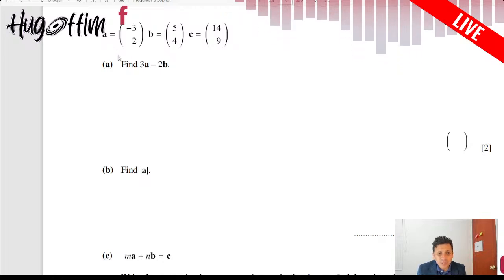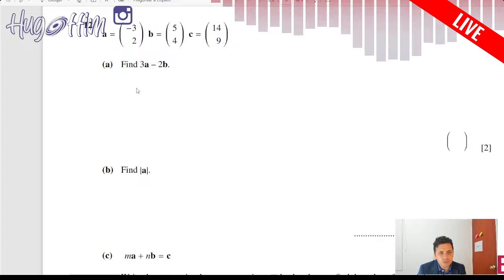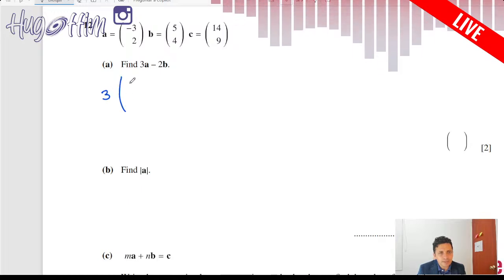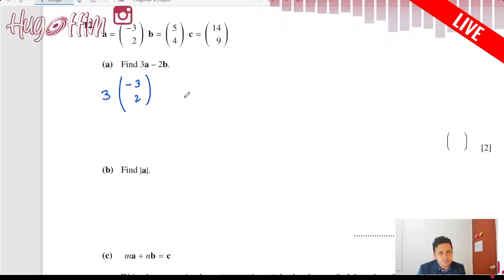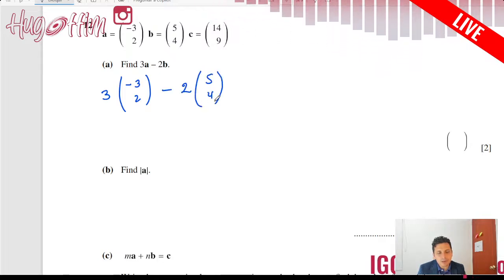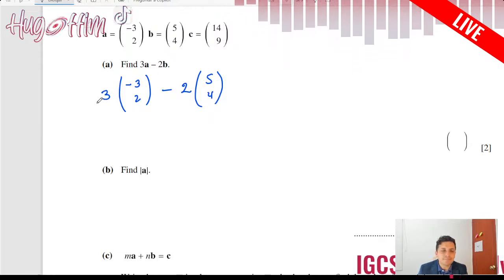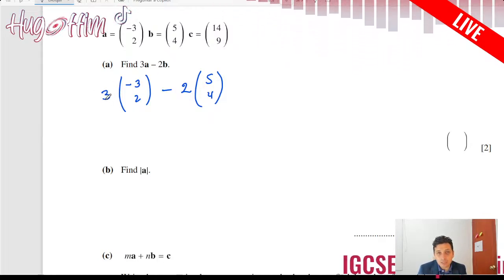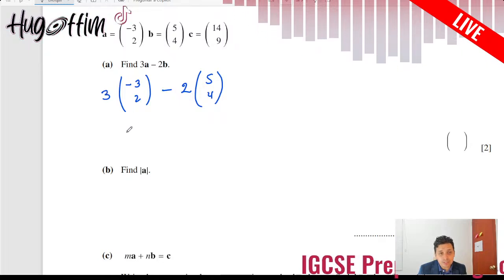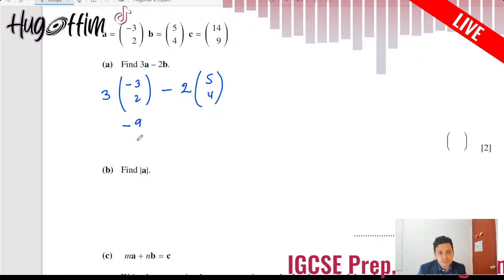So A. We gotta find 3a minus 2b, so we have the vectors here, so you just need to replace, right? So 3a, that is negative 3, 2, minus 2b, 5, 4. Remember that when you multiply a vector times a constant, you need to multiply each component of the vector by the constant. So 3 times negative 3 is minus 9. 3 times 2 is 6.